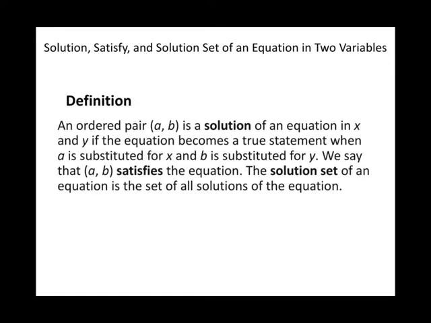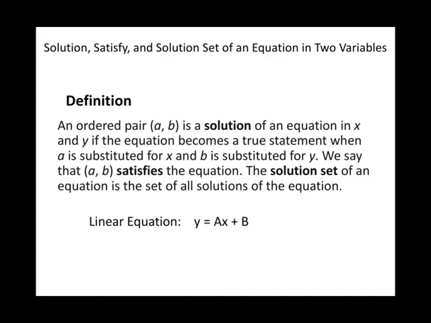Definition: an ordered pair (A, B) is a solution of an equation in x and y if the equation becomes a true statement when A is substituted for x and B is substituted for y. We say that (A, B) satisfies the equation, and the solution set of an equation is the set of all solutions of the equation.